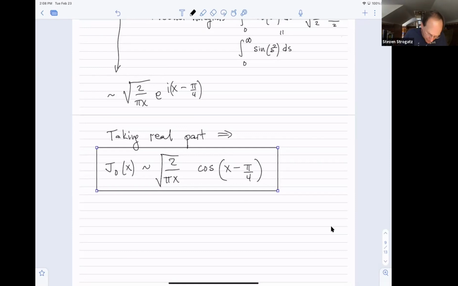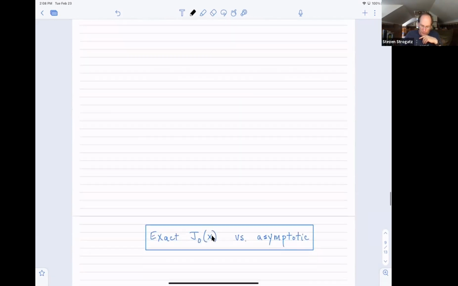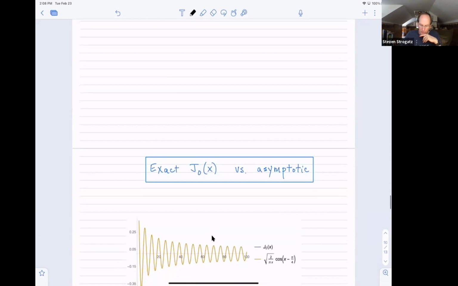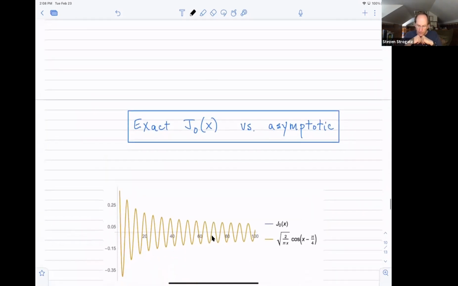As x goes to infinity. Okay, so I wanted to see how good that was or not. And so before class started, I checked this out in Mathematica. And here's what I got. So J0 is shown in blue. And the asymptotic formula is shown in sort of orange or yellow or whatever that color is, tan.